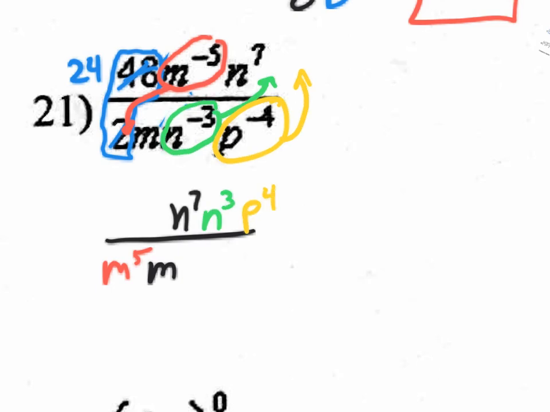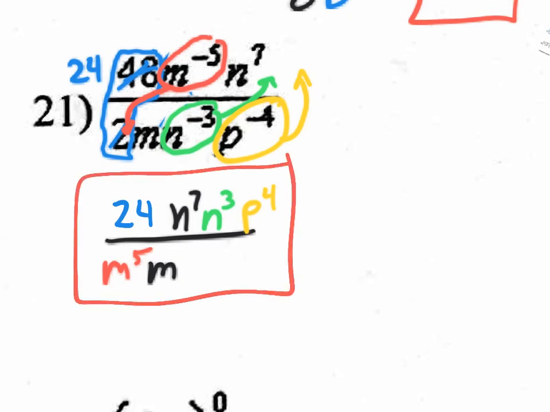Are you with me? And let's not forget about this 24, because 48 divided by 2, that's 24. So we still have the 24 up there. Is there anything else that we could do with this fraction? Combine n to the 7th times n to the 3rd. What is that? N to the 10th. So n to the 10th power.